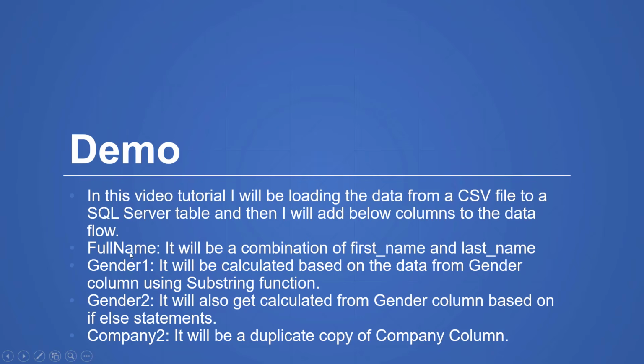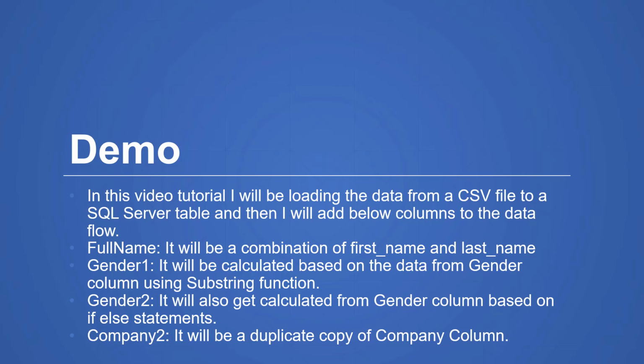So we will be creating a full name, and full name will be a combination of first name and last name. And then we will be creating a gender one. It will be calculated based on the data from the gender column using the substring function. You have seen data in gender, it is like male or female. So we will basically need the data like M or F. If gender is male, then it should come as M, or if gender is female, then the output should come as F. So we will achieve the target using the substring function. Basically, we will pick the first character from the string.